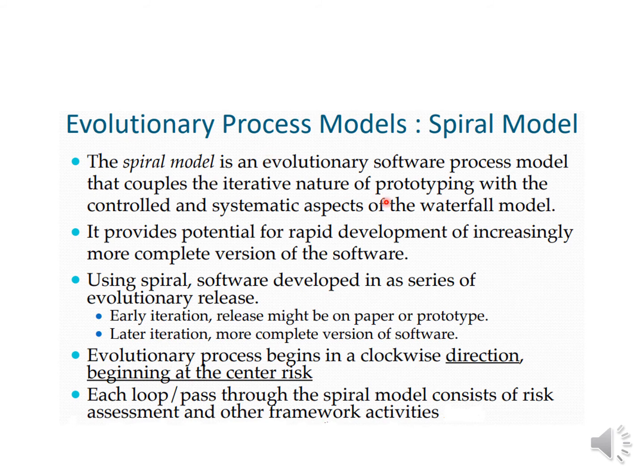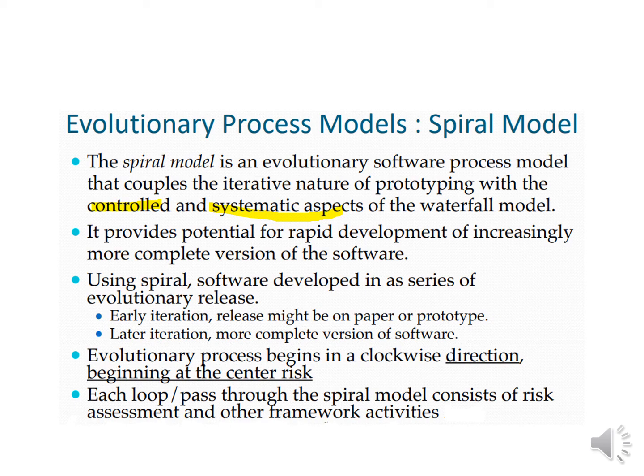See, the spiral model is an evolutionary software process model that couples the iterative nature of prototyping with the controlled and systematic aspects of the waterfall model. The point given here is that it gives you the controlled systematic aspect of the waterfall model. The waterfall model we can basically use for small scale projects, because we can't accommodate new changes very easily with it. But with the help of the nature of the waterfall model and the prototyping model, the spiral model gives you controlled and systematic aspects.